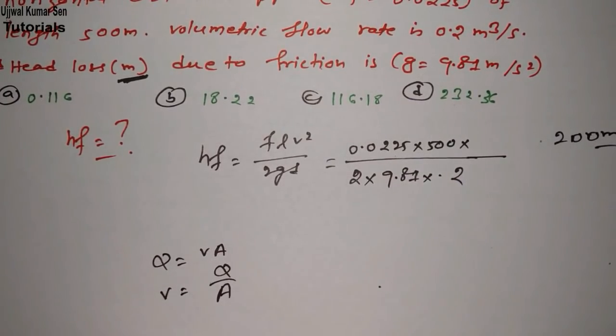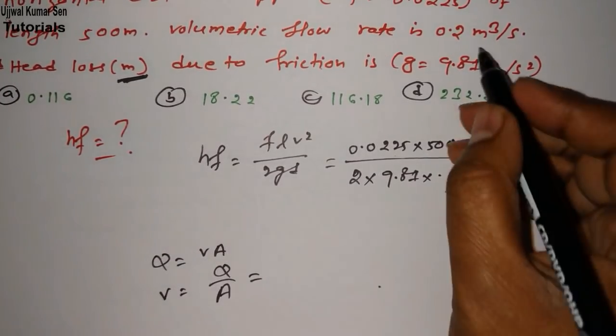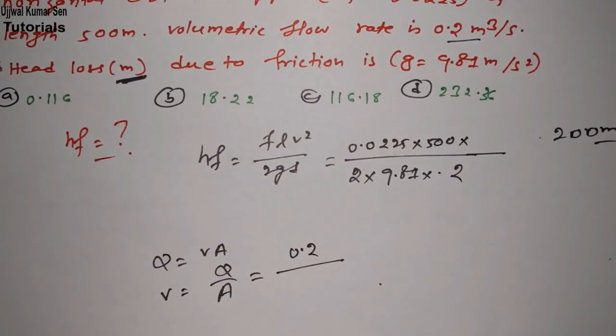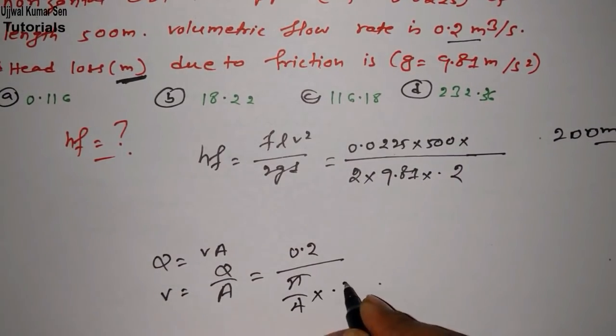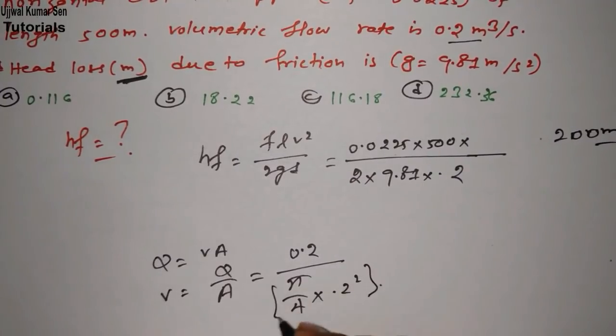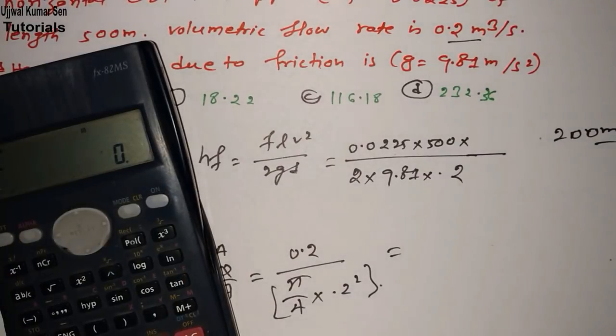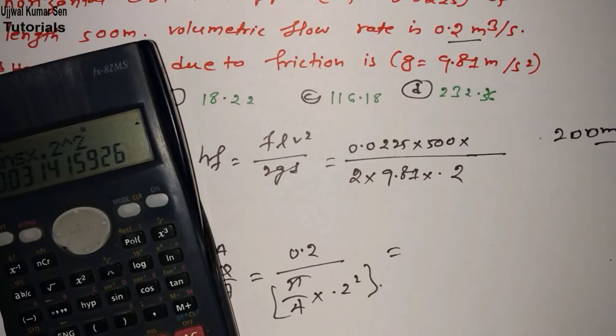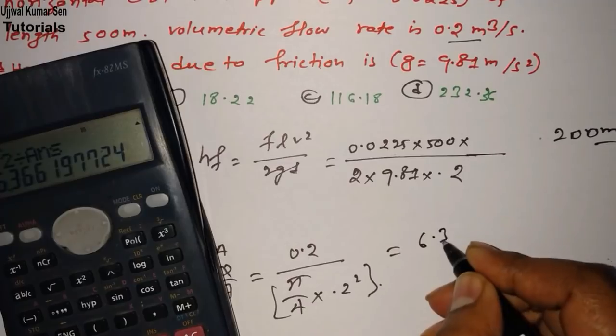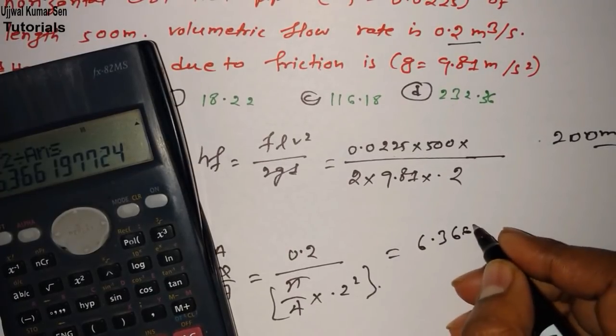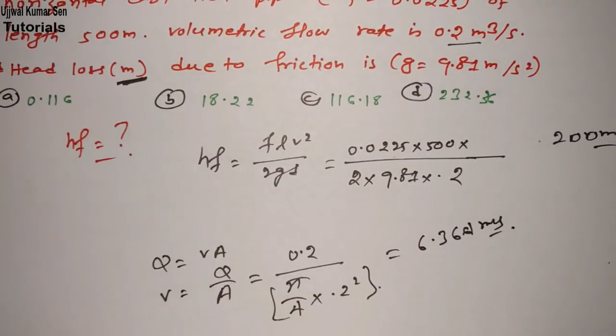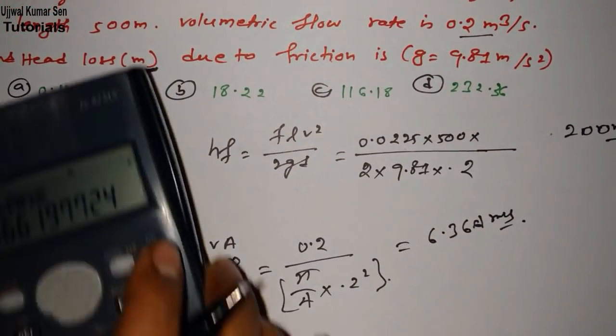I have already shared with you what these things are, so I don't need to repeat. Now Q is given, that is 0.2. Now area is pi by 4 d square, with 0.2 square. Now we need to use a calculator to get an accurate value. It's pi divided by 4 multiplied by 0.2 square. So 0.2 divided by that, the answer we get is 6.3661 meter per second, right? This value we are getting.